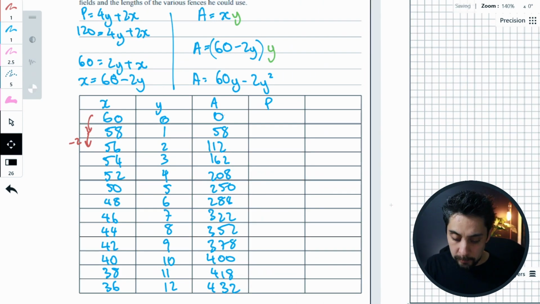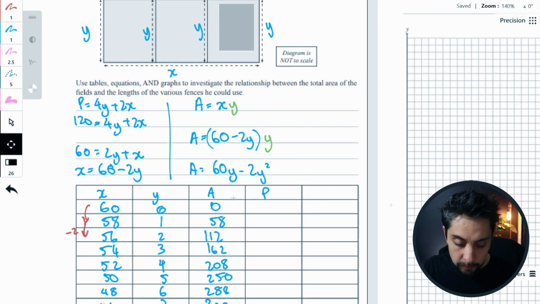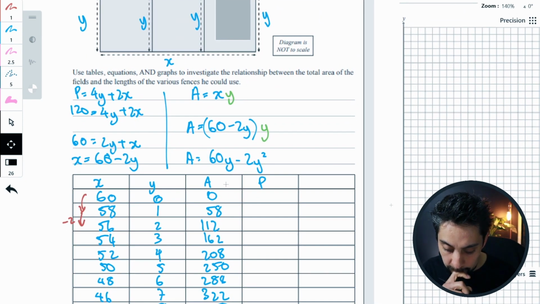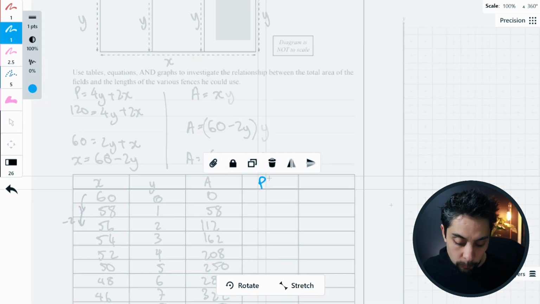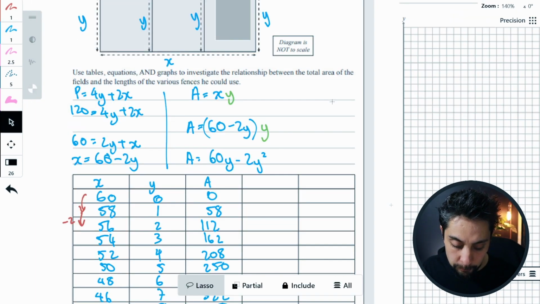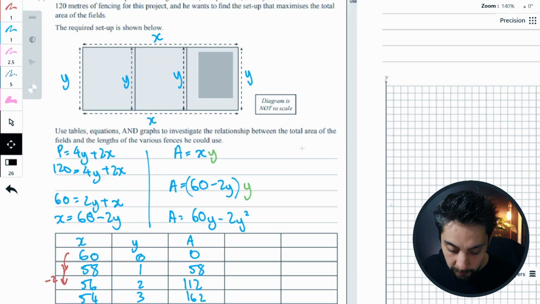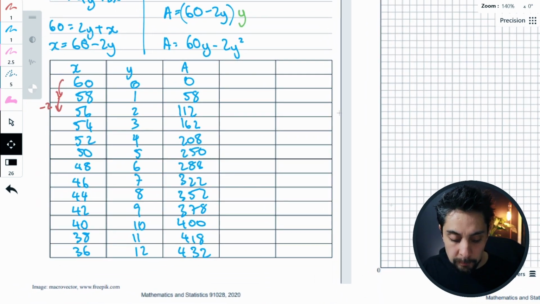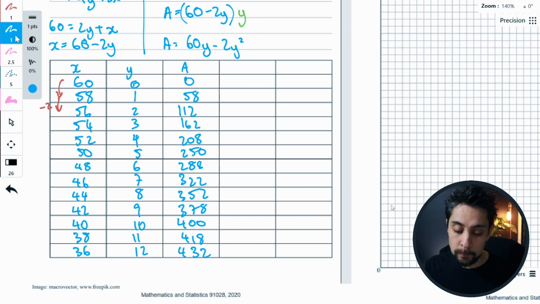Okay, so at this stage we see that the areas are increasing and increasing and increasing, so it doesn't actually look like we've reached the maximum just yet. I think what we might do is we won't actually use this column for perimeter because the question doesn't anywhere ask for the perimeter. It just wants the area. So the perimeter was just to set up the equations, and now we're going to calculate the maximum area.